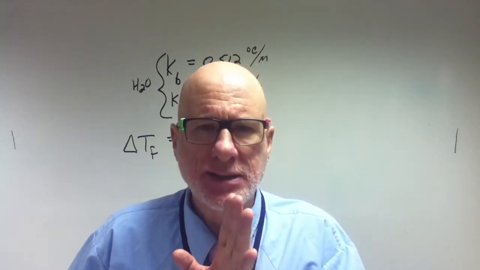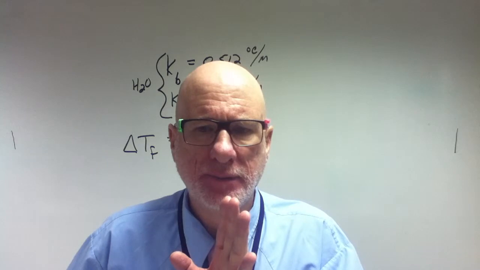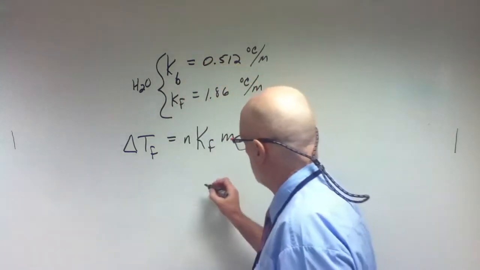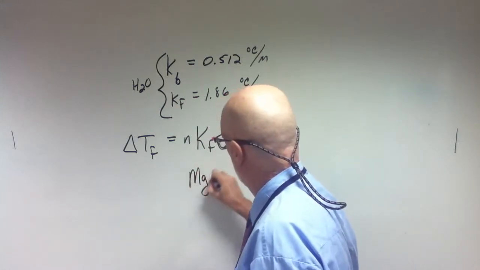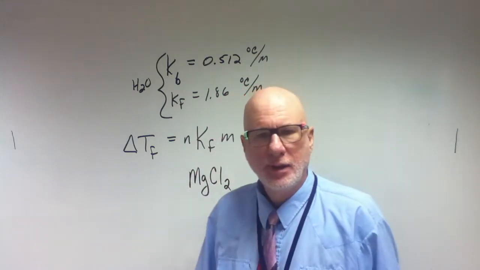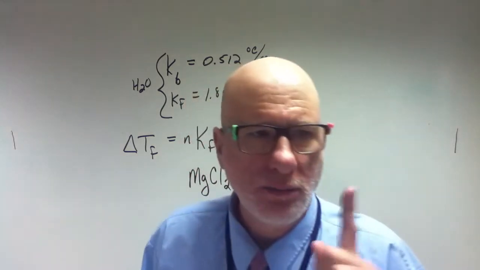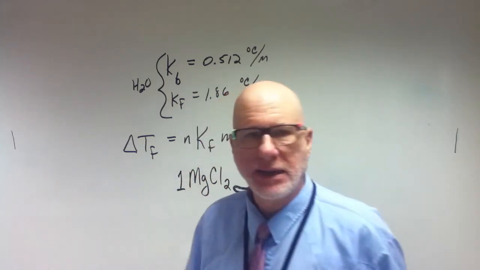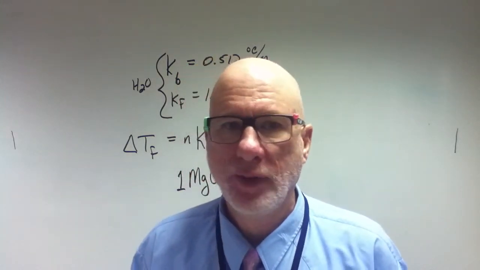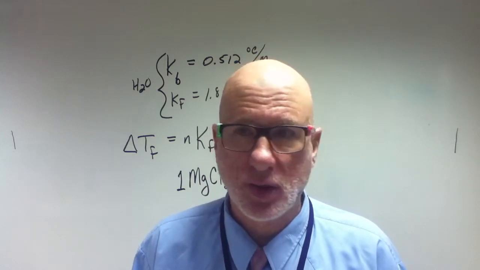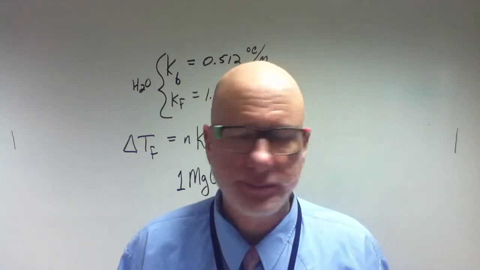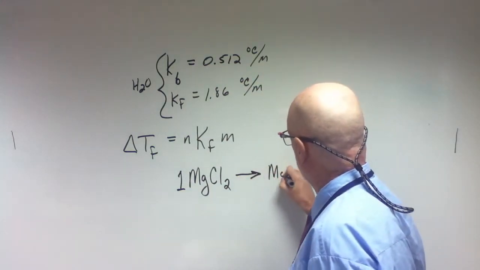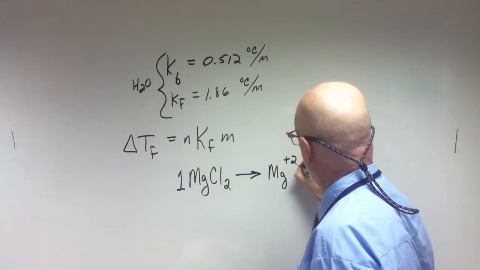If I had, let's take magnesium chloride, okay? If I put 1 mole of magnesium chloride into water, it's all going to completely ionize. It's a chlorine salt, light metal. It's going to dissociate. And I get Mg2+ plus what?